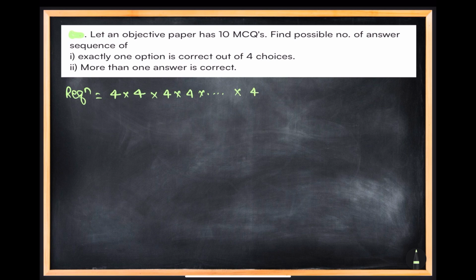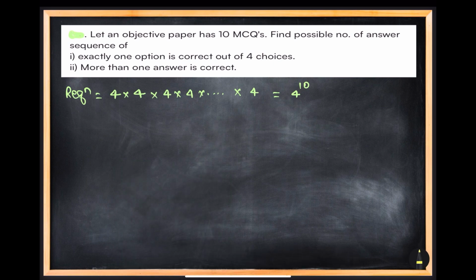So how many questions do we have? The count of questions is 10. So the required number will become 4 power 10. Okay? So this question is clear. Now focus on the second question.